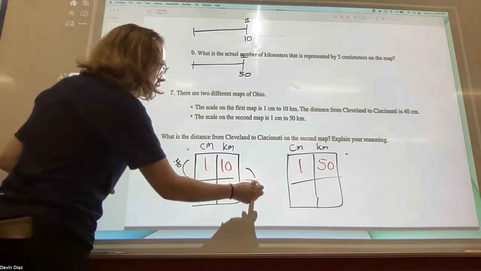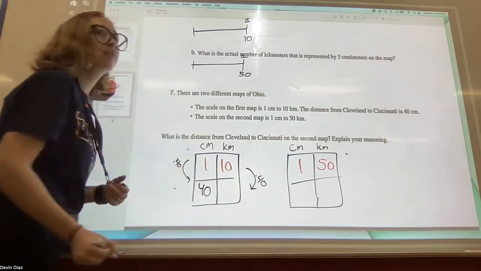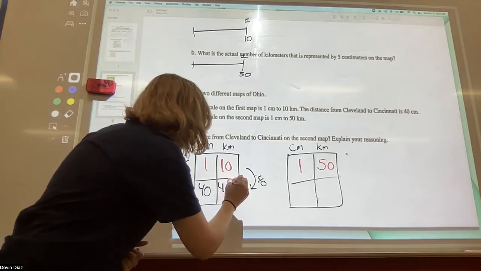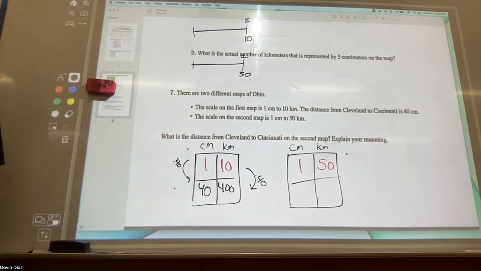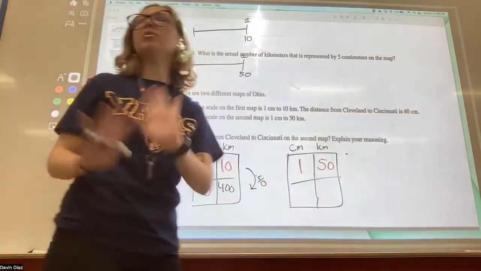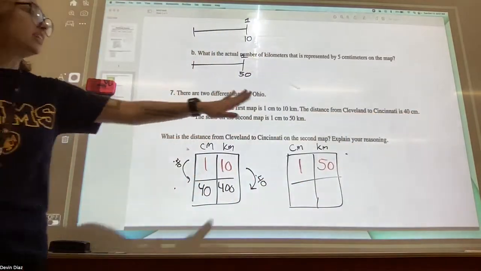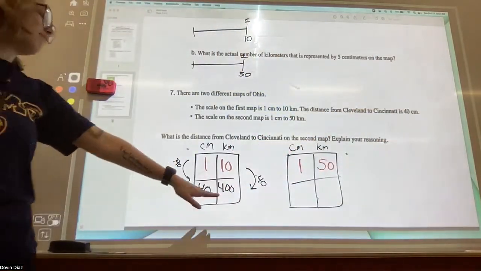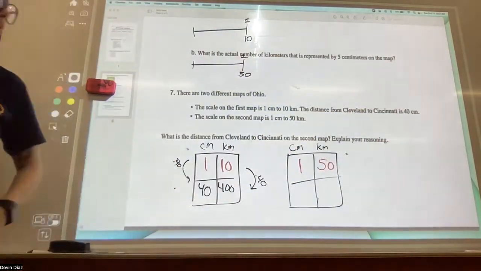1 to 40 is times 40. Times 40. This bottom one, we get 400. Awesome. I had a couple problems. People multiplied 50 and 40. Those are 2 different numbers, aren't they? Like this is kilometers, that's centimeters. We can't do that. And some people left it at 400.